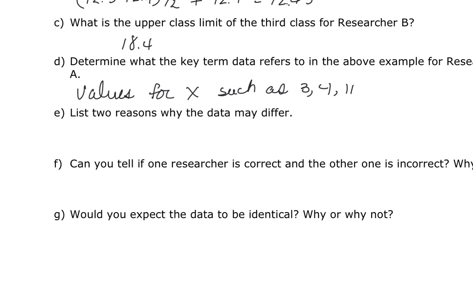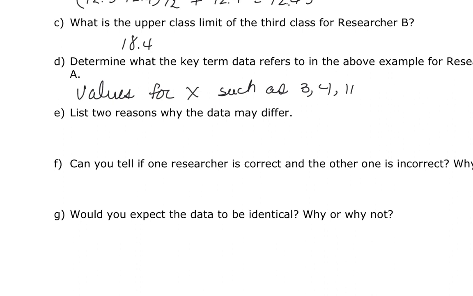Why would this data differ? Well, one of the reasons may be the average age of the individuals in the two samples. So one sample may have slightly older people in it versus the other one. So we don't know anything about the ages of the people in the groups. And it could be that one of the groups has more women than men in the group, or maybe one is all women and one is all men. We don't know any of that information. We just know that the data is different.